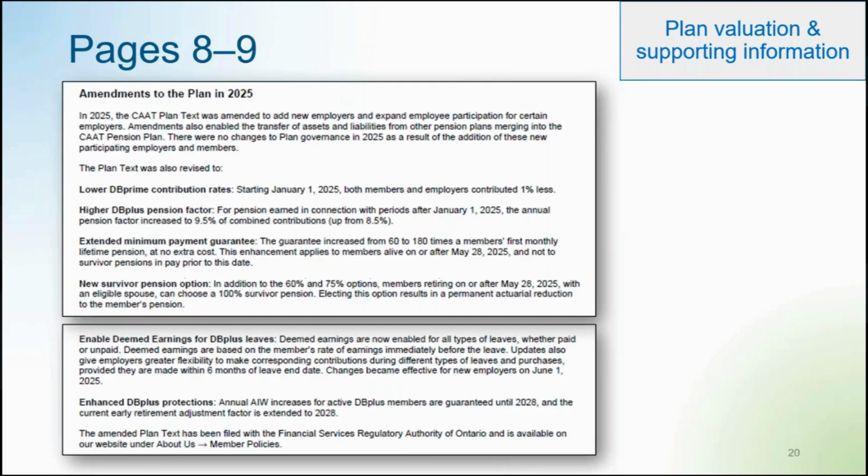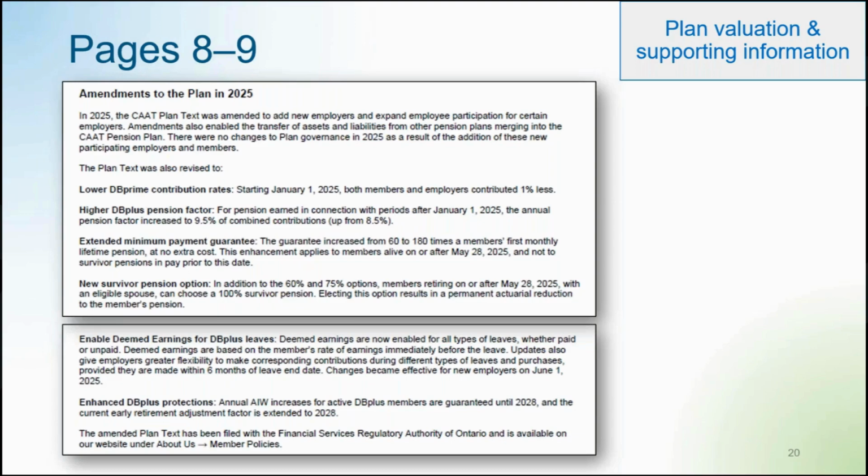The last section of the statement describes the amendments to the plan in 2025. These include the following changes: lowering DB Prime contribution rates, increasing the DB Plus pension factor, and enhancing the minimum payment guarantee. Also, it refers to the new 100% survivor pension option for members who want to elect this option.